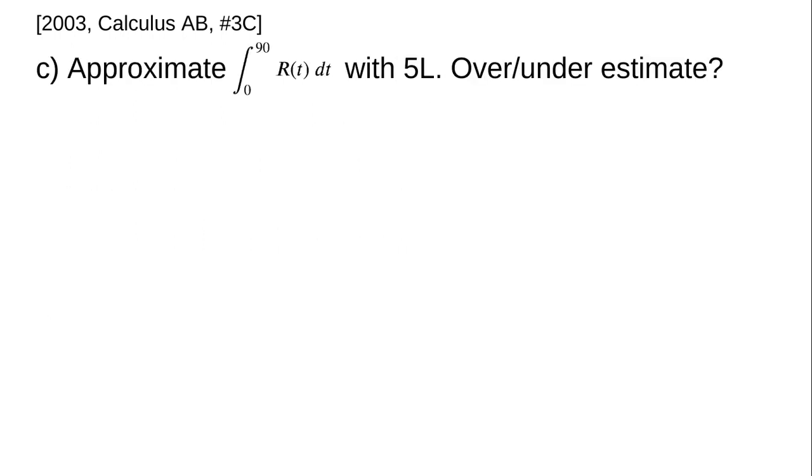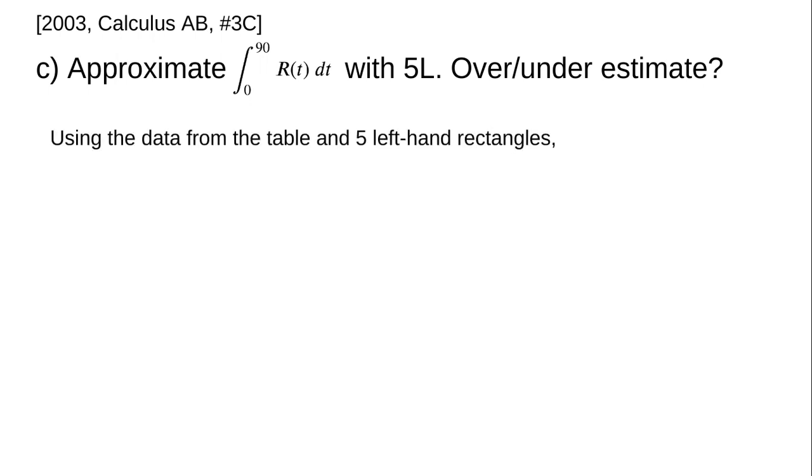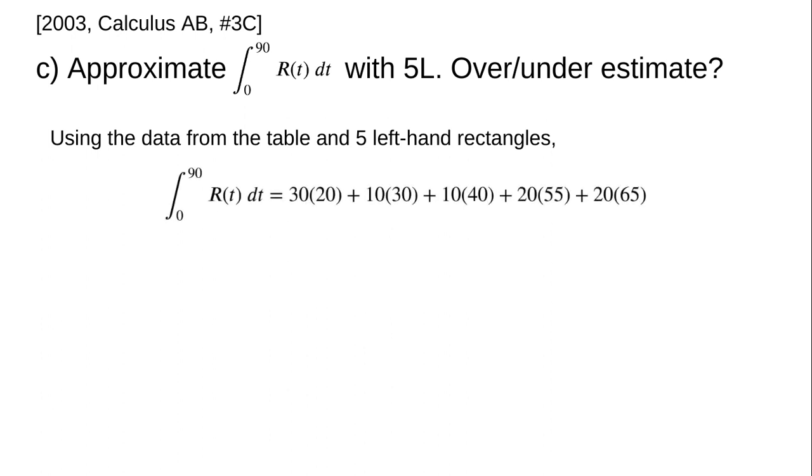In part C, we are asked to approximate the integral from 0 to 90 of r of t dt with 5 left endpoint rectangles, and then to determine if this is an overestimate or an underestimate. Using the data from the table and 5 left-hand rectangles, the integral from 0 to 90 of r of t dt is 30 times 20 plus 10 times 30 plus 10 times 40 plus 20 times 55 plus 20 times 65.